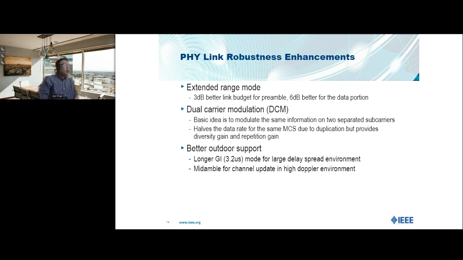11ax also has better outdoor support because it introduces a longer GI mode. In 11ac, the longest GI is 0.8 microseconds, which is very good for indoor environments, but outdoors, sometimes the echoes and reflections come from very far apart. That is an issue for OFDM modulation. So 11ax introduced the longer GI mode to accommodate such environments.